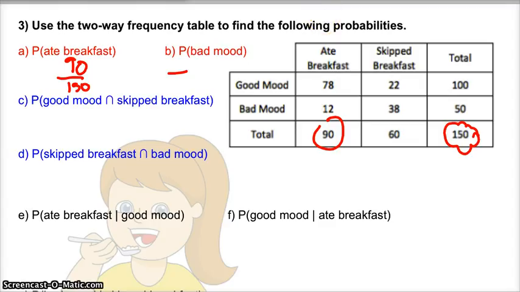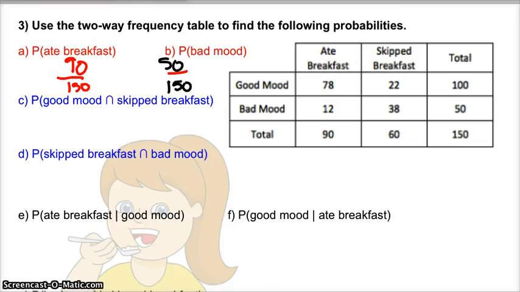Another question. We wanted to ask those 150 people, what's the probability of them being in a bad mood out of the 150? Well, how many were in a bad mood? Total, there were 50. Next step.